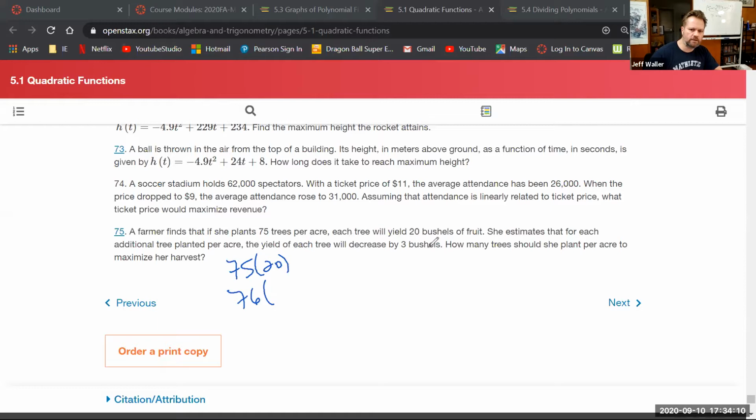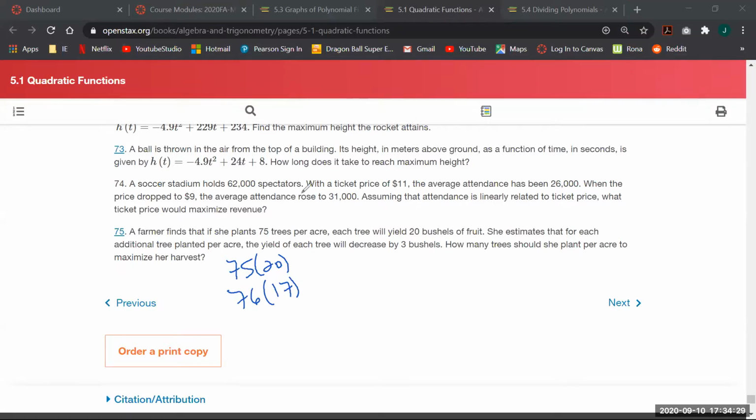The yield decreases by 3. So what does this become? Minus 3. Well, it doesn't become minus 3. What does it become? 17. 17. Yeah. Minus 3 would be she has to sacrifice 3 bushels to the ground. My bad, yeah. A little weird.